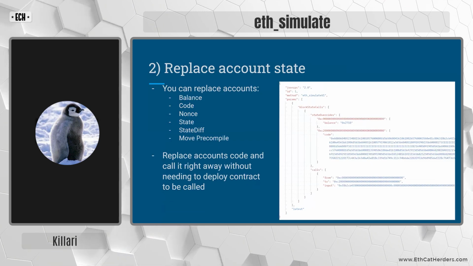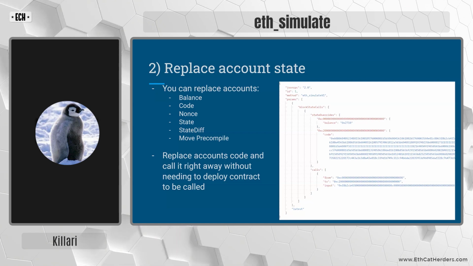Then the replace account state is quite interesting, as you can set the balance of any account to be whatever you want. And the more interesting one is the code. When you want to develop a contract, it's very important that you test that contract and how it behaves in different kinds of scenarios. And with the ETH simulate query on the right side, you can see that I'm setting the balance of that one account to a certain amount, and then I'm overriding the code with something other than what should actually be there, and then I can call that contract.